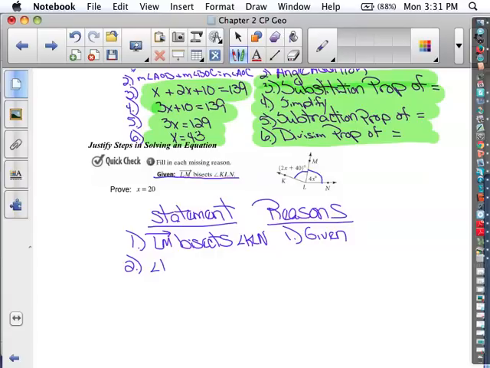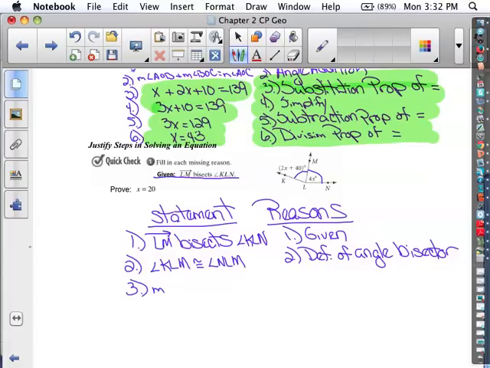That comes from the fact that ray LM bisects angle KLN. Now you know that angle KLM is congruent to angle NLM by the definition of an angle bisector. Okay, by the definition of an angle bisector, you know they are congruent. Number 3, now you know that the measure of angle KLM is equal to the measure of angle NLM, and you know that by the definition of congruence. The definition of congruence says that if two angles are congruent, then they have the same measure. If two segments are congruent, then they have the same measure.